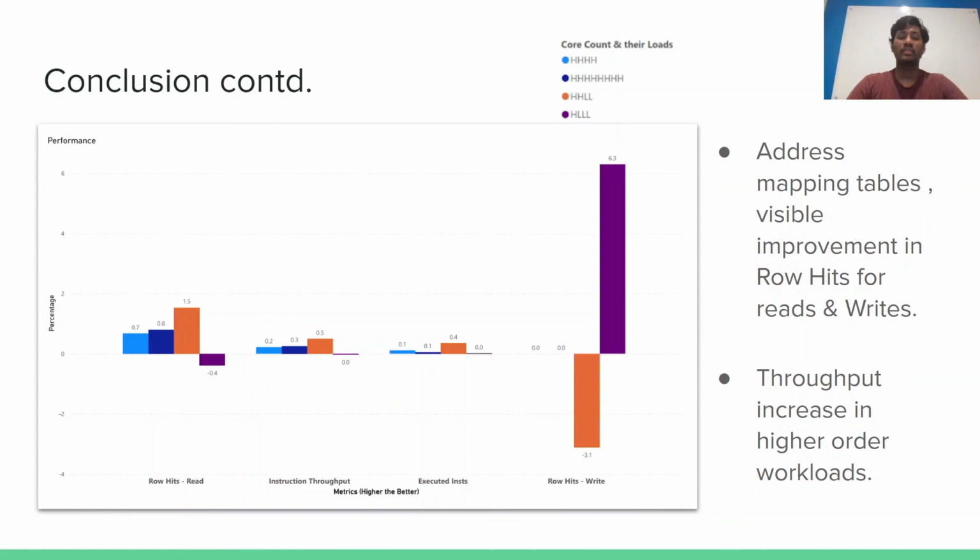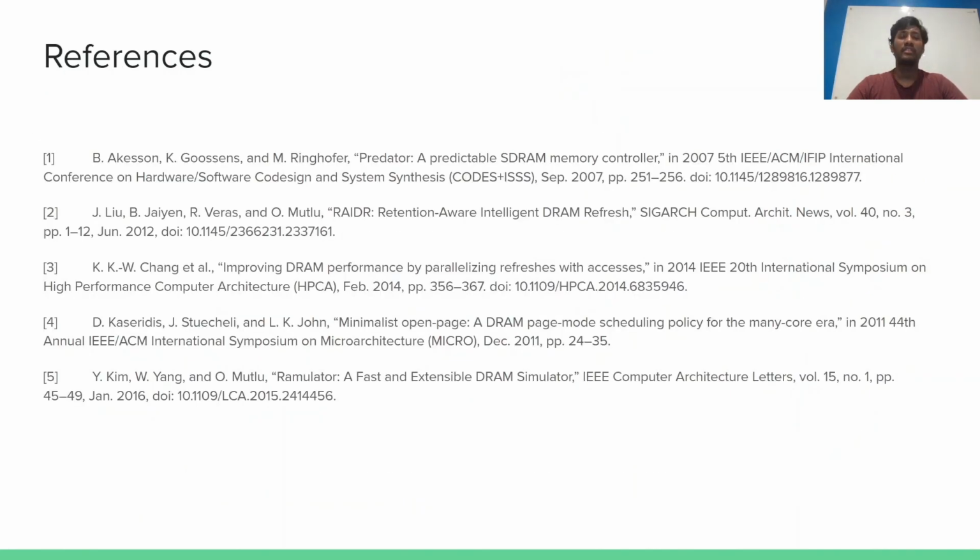Continuing the conclusion, as you can see, these are the metrics where higher is better. The row hits for the reads have been increased drastically, and the row hits for the writes have also been increased drastically. And executed instructions and the IPC, instruction throughput, have shot up by half a percent. So this is a percentage comparison between the base system that we used for the evaluation and the proposed system. And this is completely because of the DAP as well as the address mapping tables technique that we have included in our design. And finally, these are the references or the papers that we have referred to for the construction of the design. And this is how we conclude our presentation. Thank you.